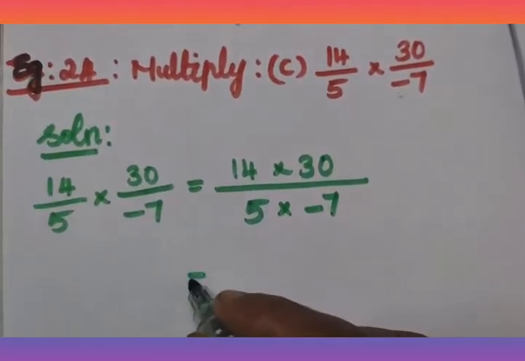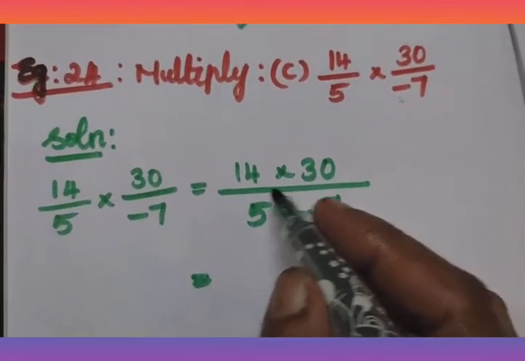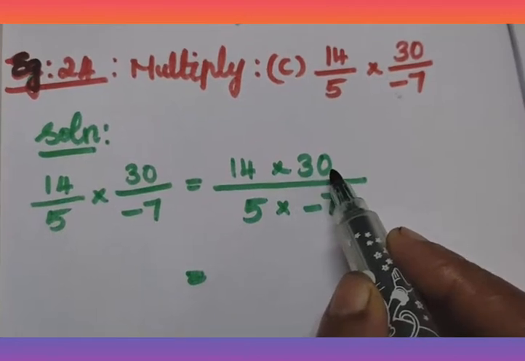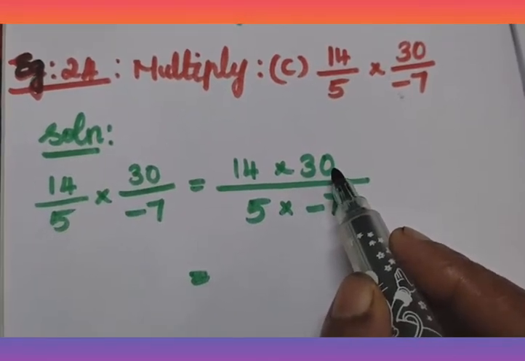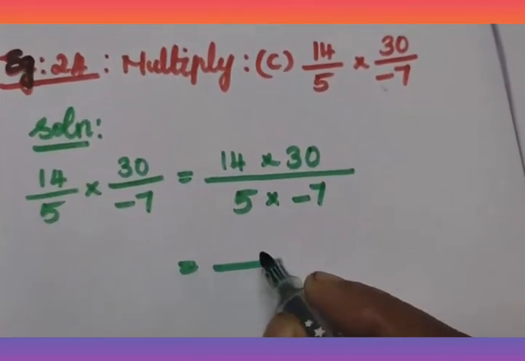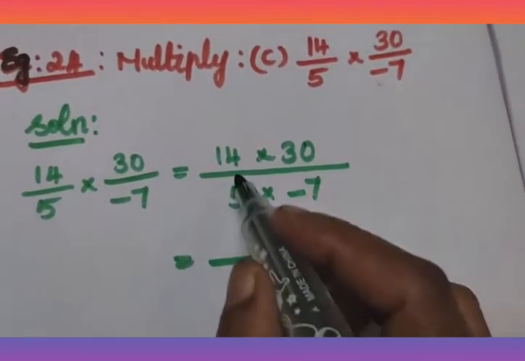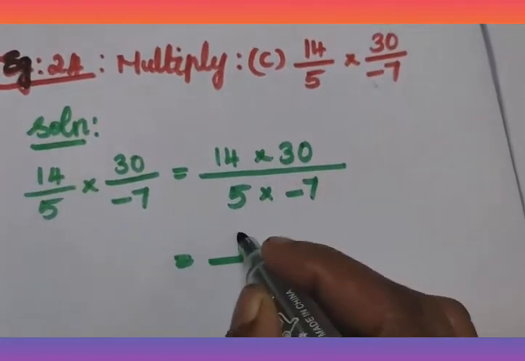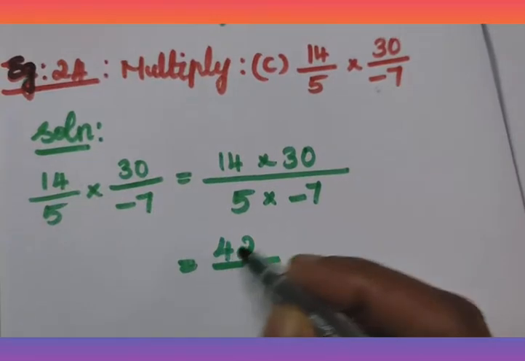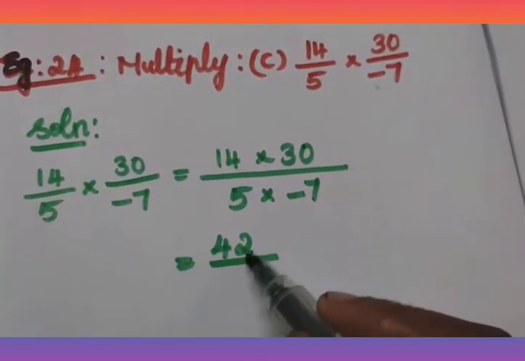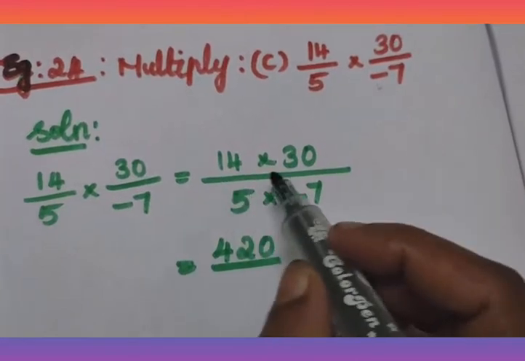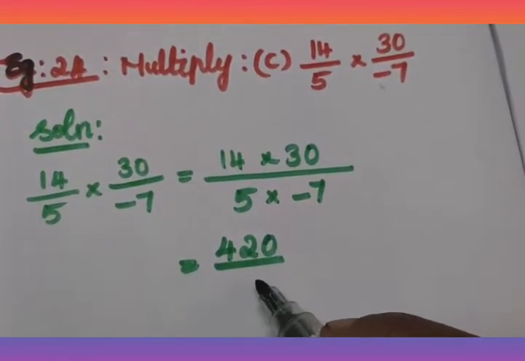Okay children, so 14 into 30. We can multiply 14 into 3, then give a 0 at the end of the number. 14 into 3: 3 4's are 12, remainder 1; 1 3 is 3, 3 plus 1 is 4. So 14 3's are 42. At the end of the number we give this 0. So 14 into 30 means 420.